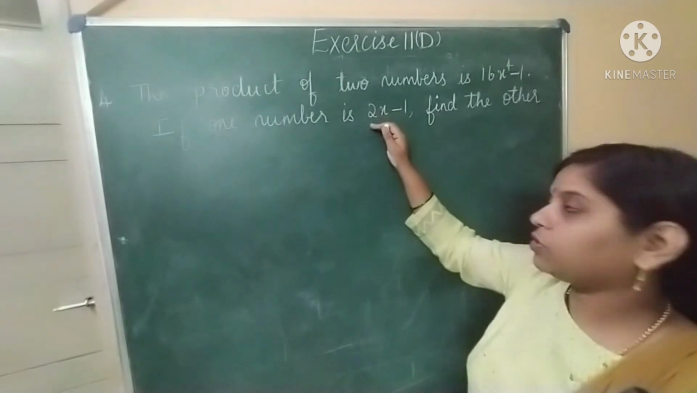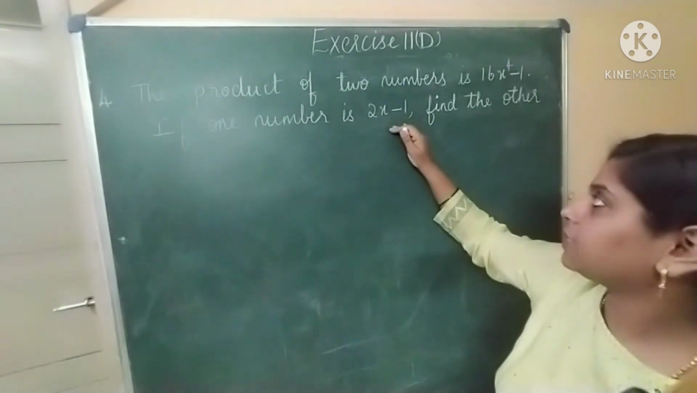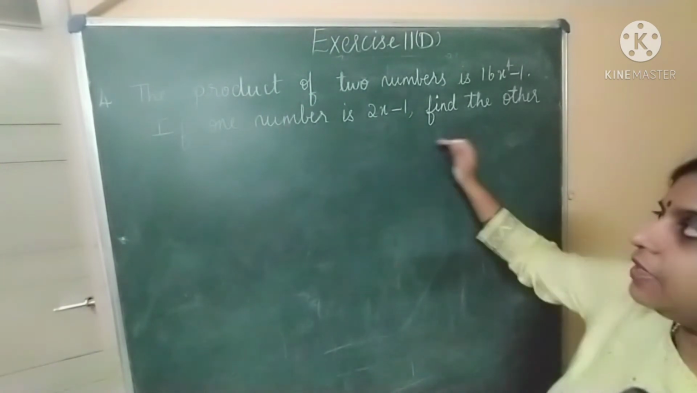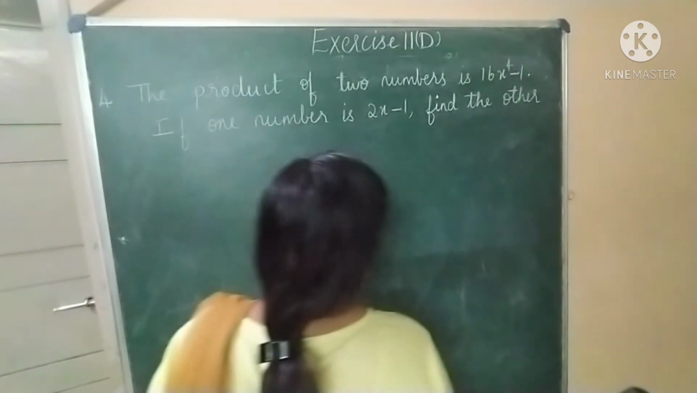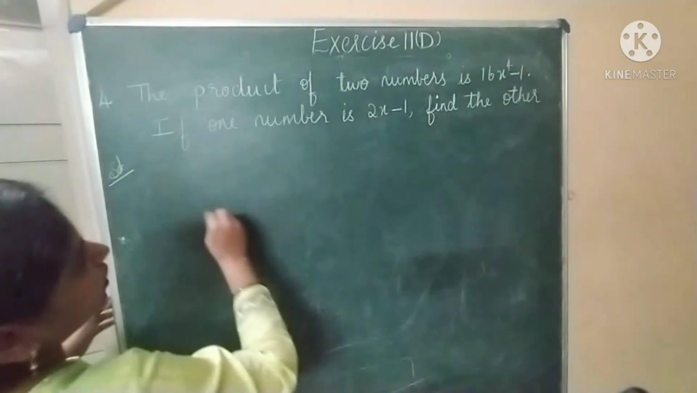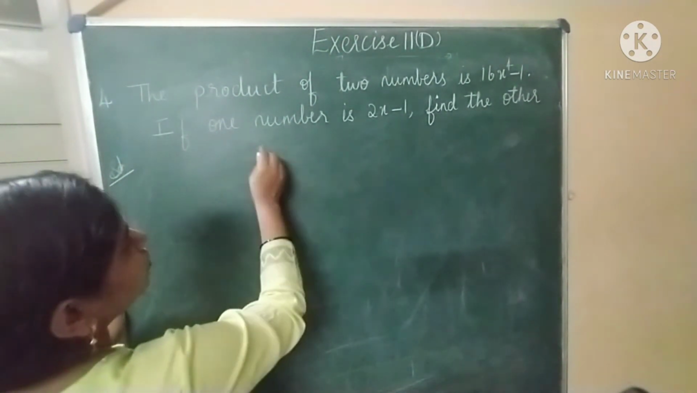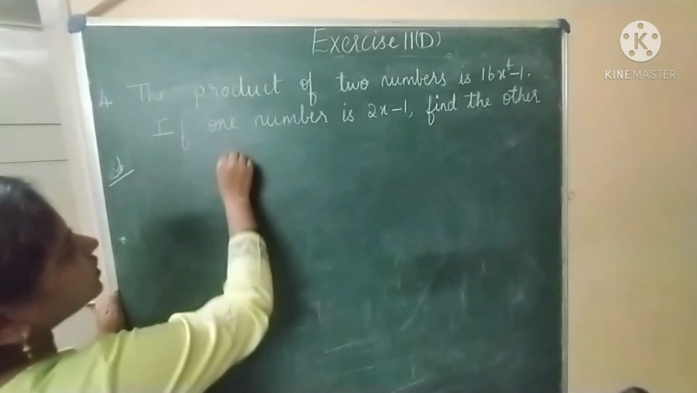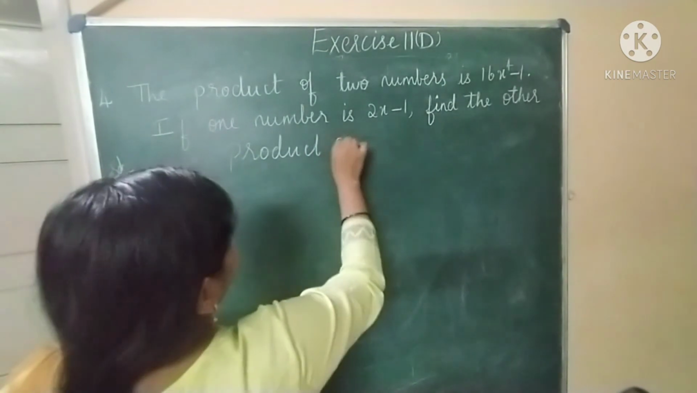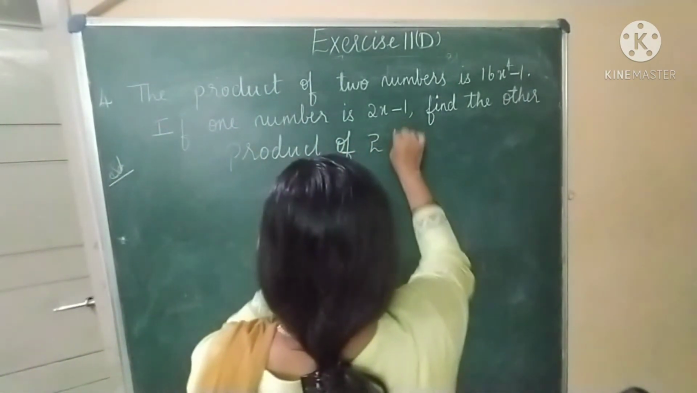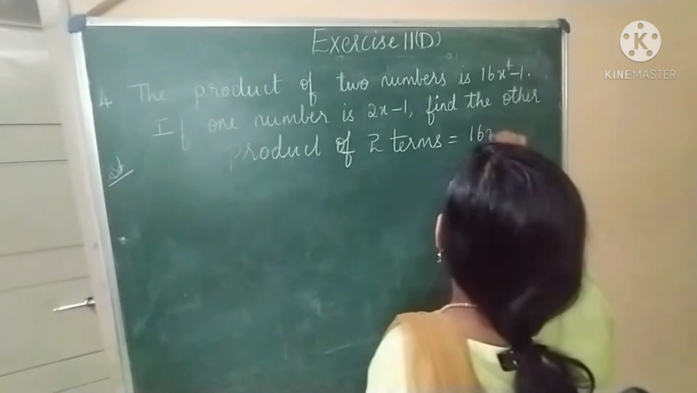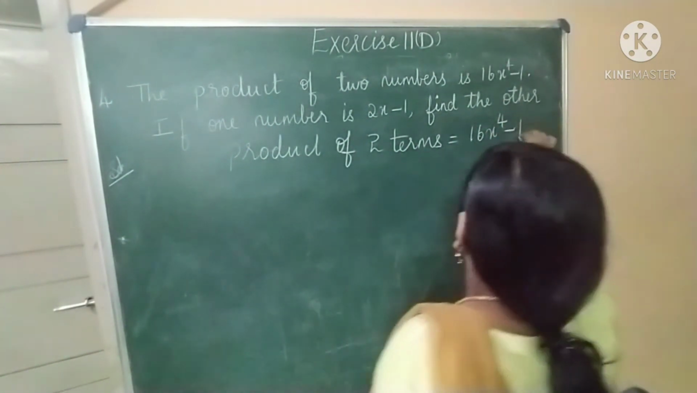One number is given, which is also in the form of an expression, that is 2x minus 1. You have to find the other expression which is getting multiplied with 2x minus 1. So I will write the expressions here. The product of two terms, according to the question, is 16x to the power of 4 minus 1.